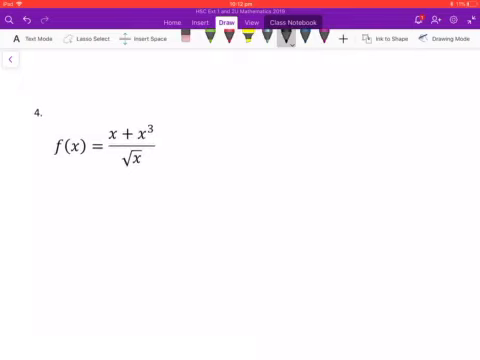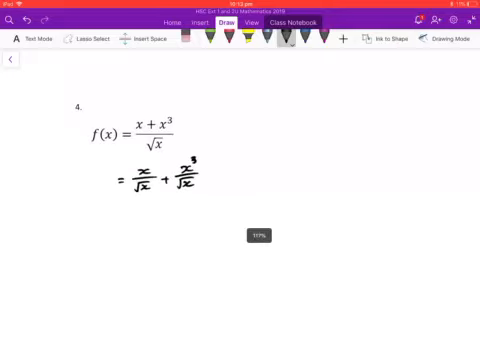We've got f of x is equal to x plus x cubed over the square root of x. Now, in the not so distant future, we'll learn a technique where you can actually just solve this straight up. But in this case, what you can do is when you have a single term in a denominator and you have a sum in the numerator, you can break it up. So this becomes x over root x plus x cubed over root x.